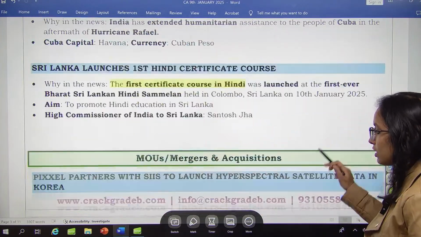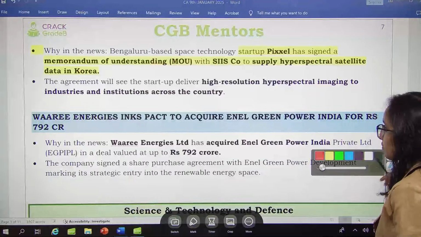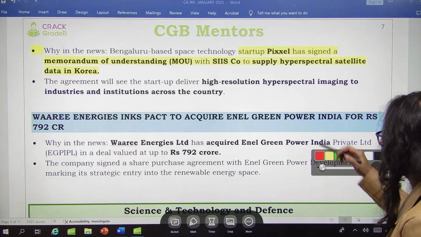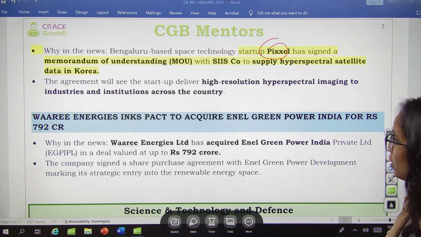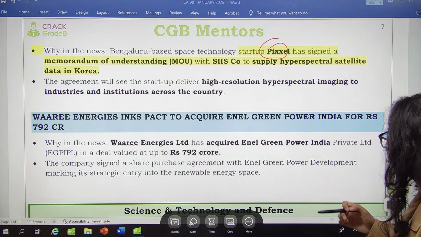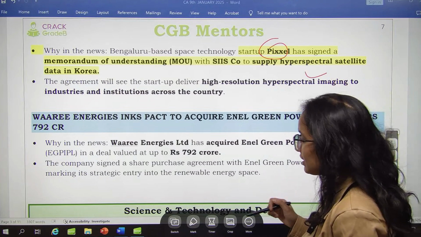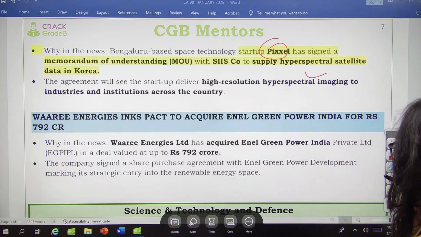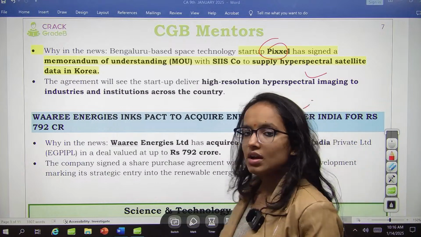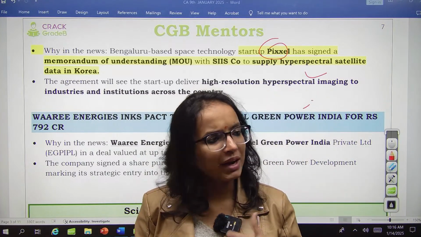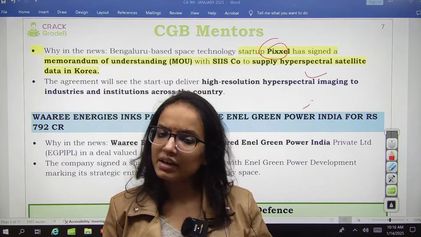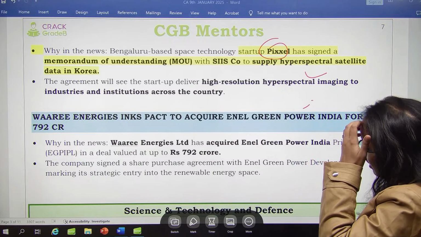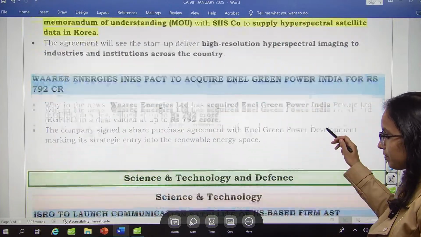Santosh Jha. Talking about MOUs and mergers, you have Bangalore-based space technology startup Pixel. Pixel has signed an MOU with the SIIS Co to supply hyperspectral satellite data in Korea. Now, what is this hyperspectral satellite data? This is high-resolution imaging. High-resolution accurate imaging that might be used for several applications in agriculture, in industrial purposes. So, for this purpose, MOU has been signed. It will be providing hyperspectral data, imaging data.